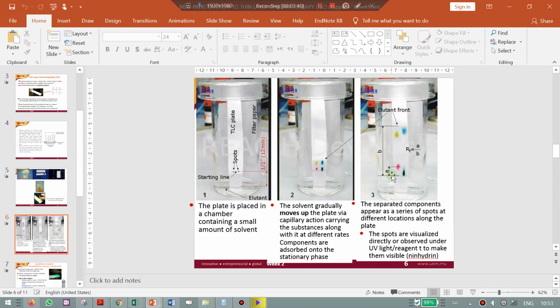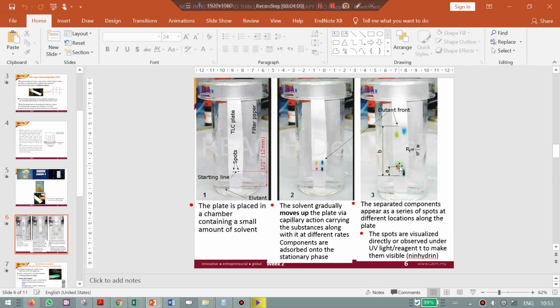A is the distance of this spot. B is the distance of the solvent. So the distance of the spot divided by the distance of the solvent front. Then you calculate the RF value over here.